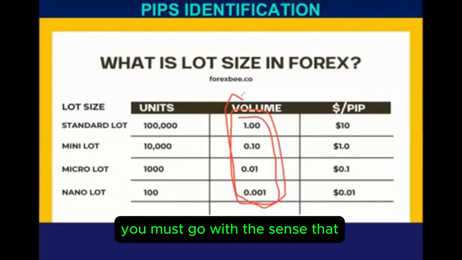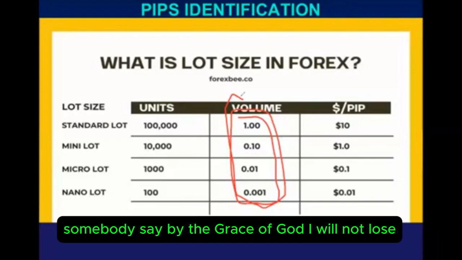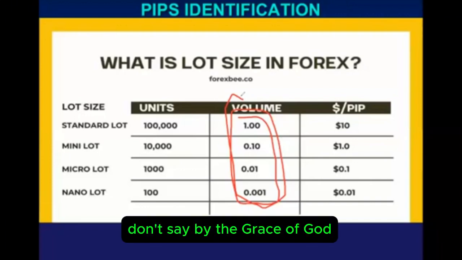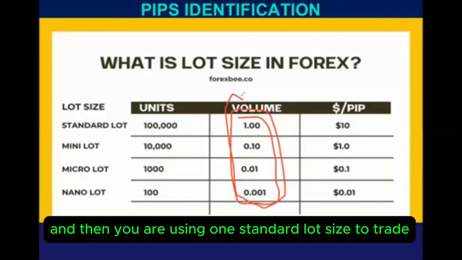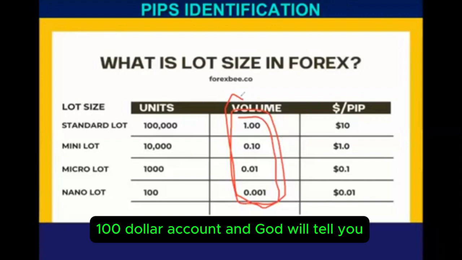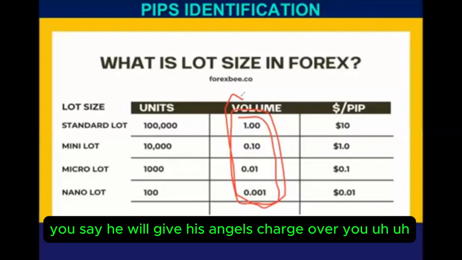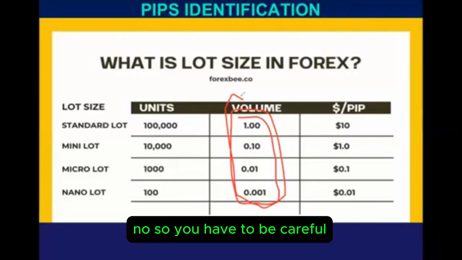You must not go with the sense that, somebody says, by the grace of God, I will not lose. Principles are principles. Don't say by the grace of God, you will not lose, and then you are using one standard lot size to trade a $100 account. It's just like jumping from upstairs and saying God will send his angels to charge over you. No. So you have to be careful.